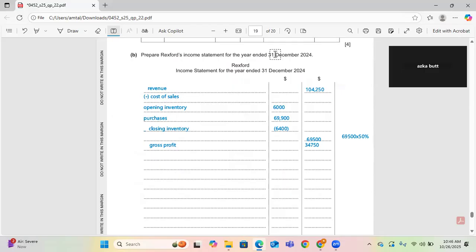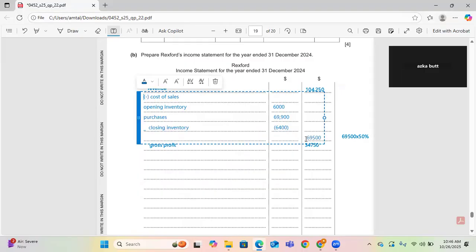Let me put one second. What happened? Why is it not charging? Yeah. We need to put the back bracket inside.